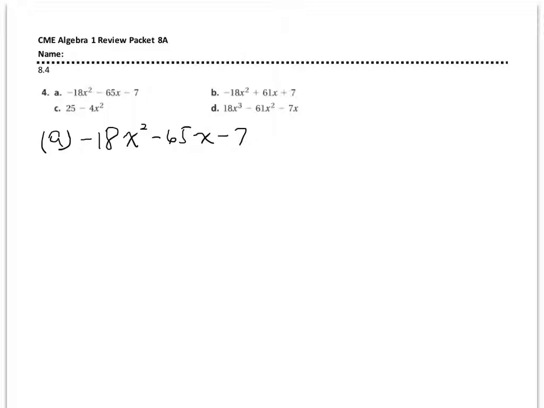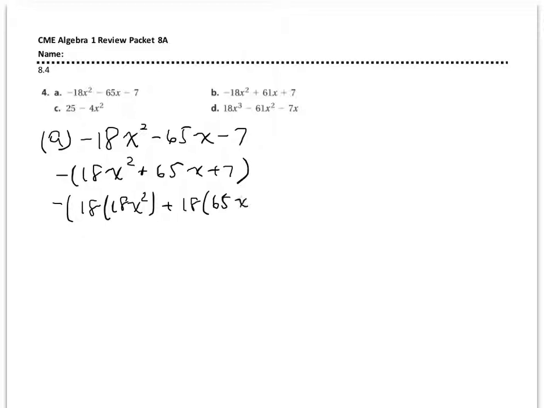So let's put the negative aside because it's annoying. So let's put 18x squared plus 65x plus 7. Now you look at 18x squared, and it's not really a square number, so we're going to multiply by 18. So we have 18 times 18x squared plus 18 times 65x plus 18 times 7. We can't really do this because we are changing the problem by multiplying by 18.